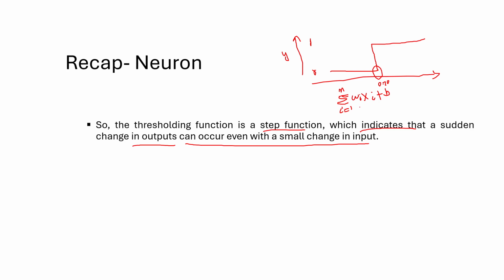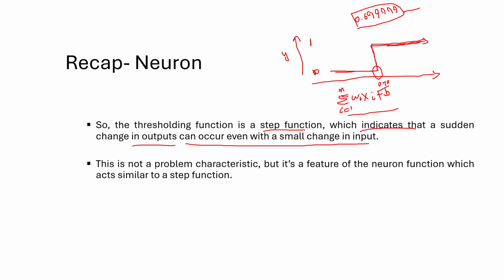So when you have a value of the weighted summation equal to 0.70 or above it, then your neuron will be activated. It will output a value of 1, whereas otherwise it will output a value of 0. Even if the calculated weighted summation value is very close, such as 0.6999999, still you will get the output value of 0 because again this value is below the threshold. And this is not a problem characteristic, but it's a feature of the neuron function that acts similar to a step function.